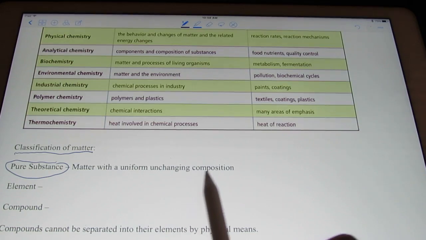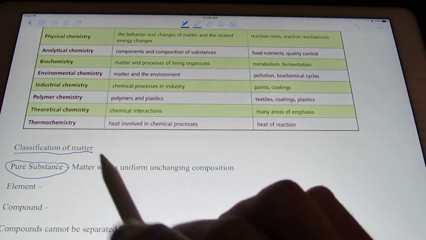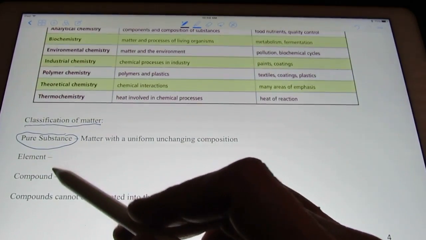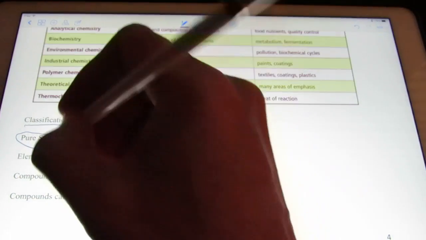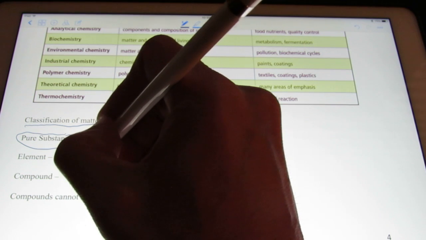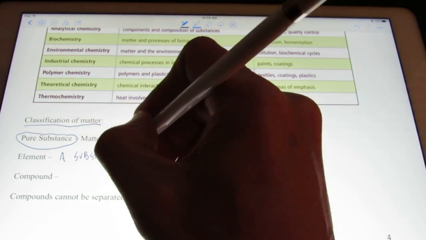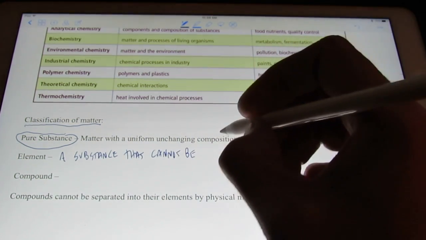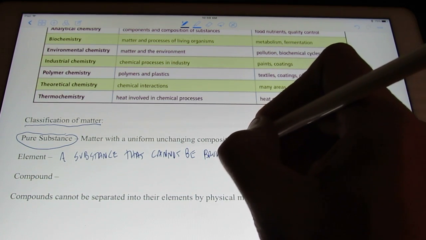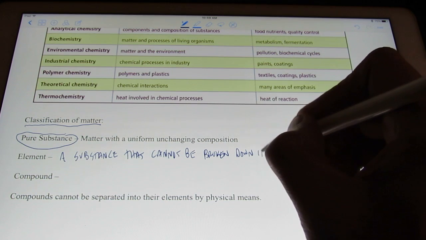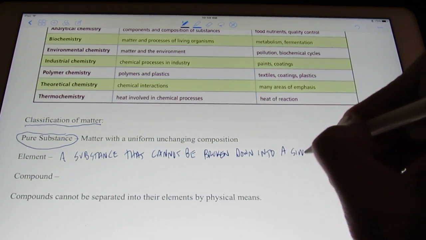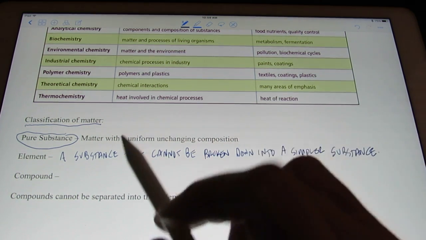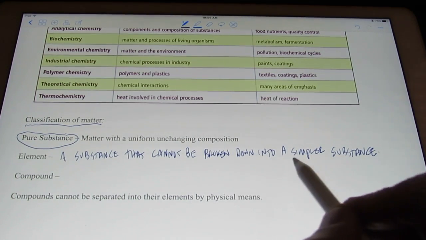Matter with a uniform, unchanging composition. There are two subcategories of pure substances, both of which I believe you've heard of before. They are elements and compounds. Now, an element is a substance that cannot be broken down into a simpler substance. So a substance that cannot be broken down into a simpler substance.